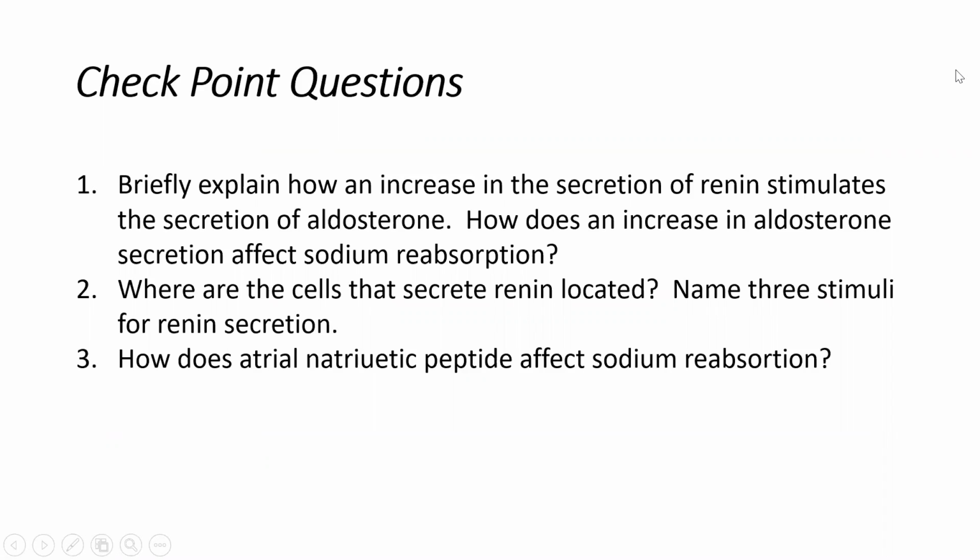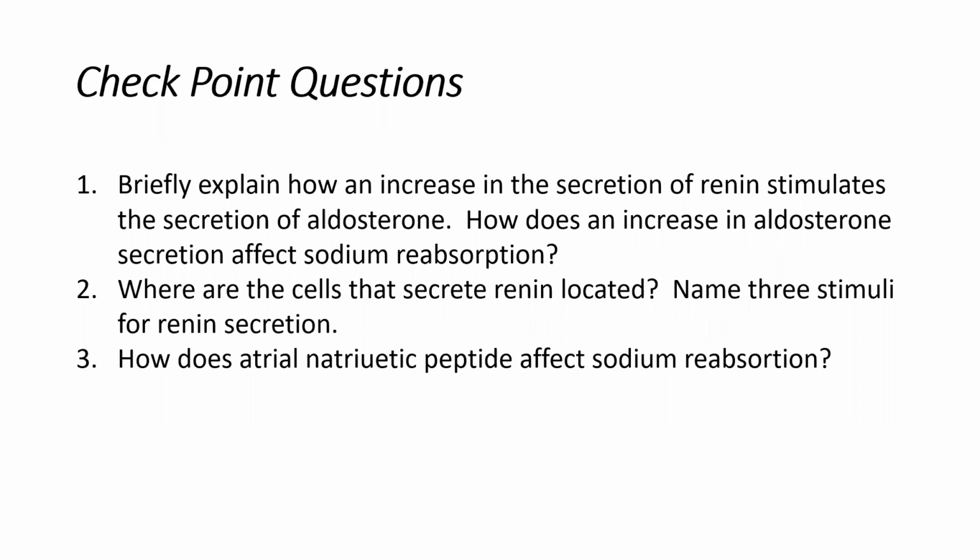Explain how an increase in the secretion of renin stimulates the secretion of aldosterone. So this is the renin, angiotensin, aldosterone system. And so it's basically asking you, how do we get from renin to aldosterone?